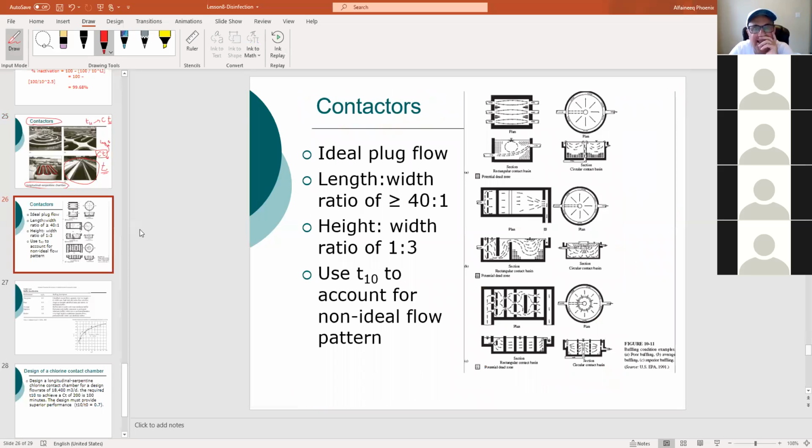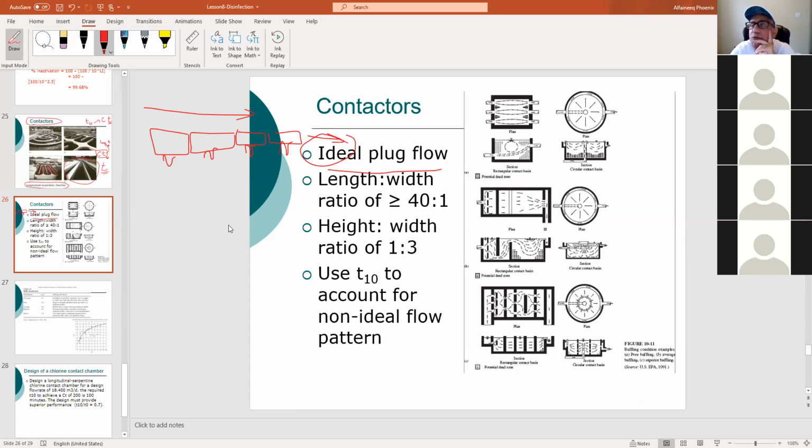Ideal. This is a plug flow, all right? Plug flow, like a train. When a train moves, all boxes or wagons of the train follow each other, right? Like a train, plug flow. Moving together, all of them have the same velocity and they move in the same direction. This is a very ideal situation.